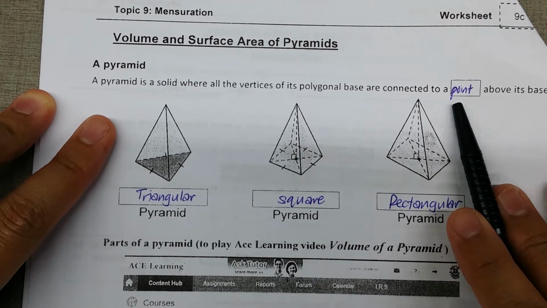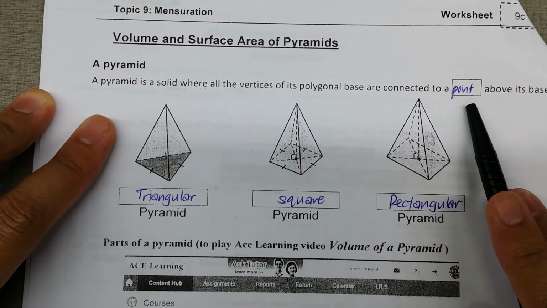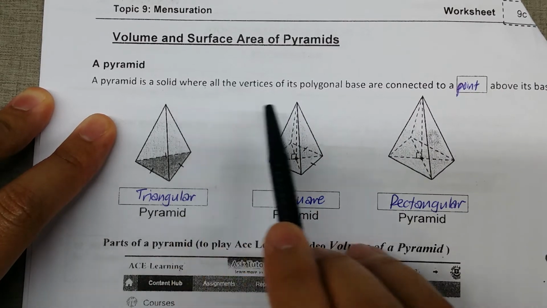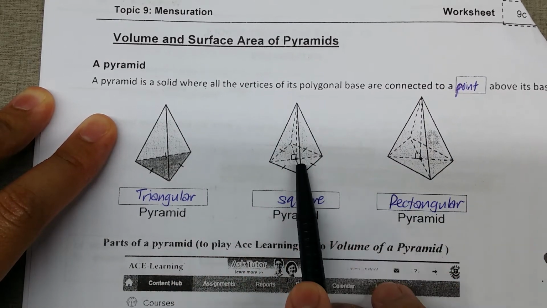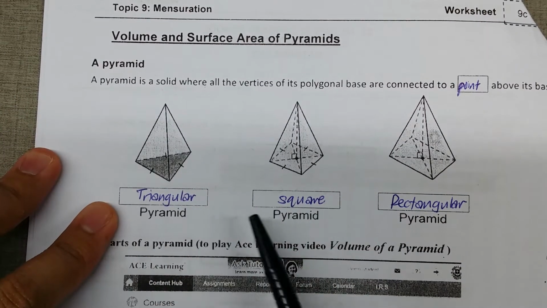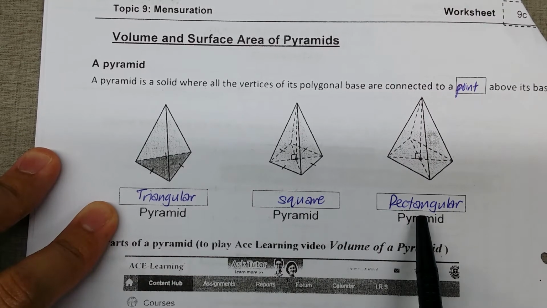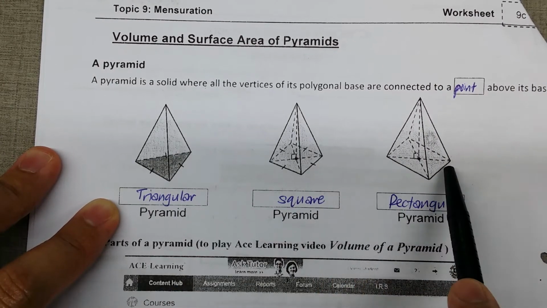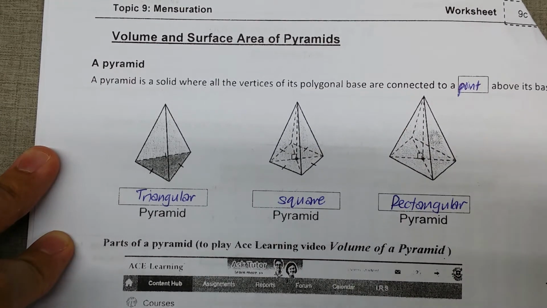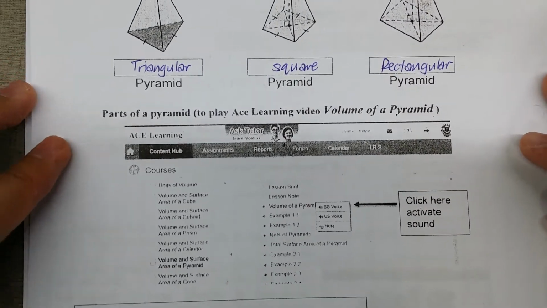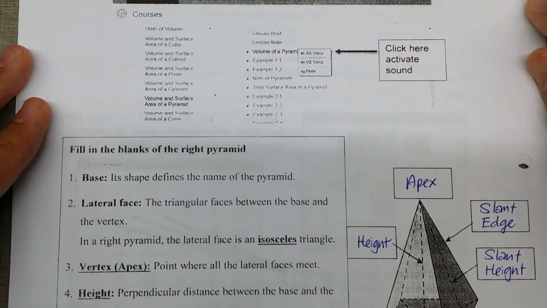A pyramid is a solid where all the vertices of its polygonal base are connected to a point above its base. These are the points above the base. So this is a triangular pyramid, a square pyramid, a rectangular pyramid. Fill in the blank: triangular base, square base, rectangular base. All these are under ACE Learning, so it is supposed to be your assignment. So let's check whether you filled up correctly.